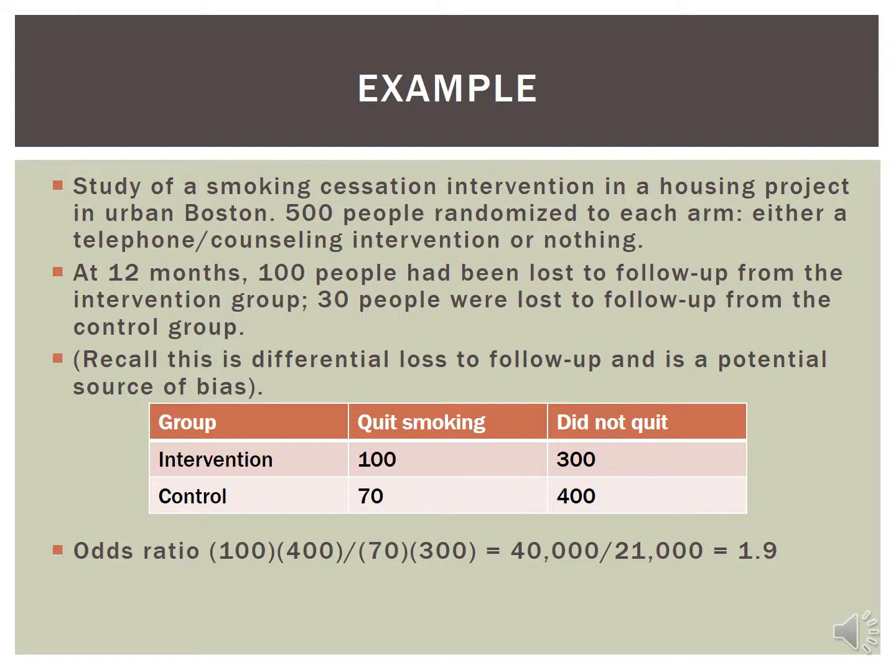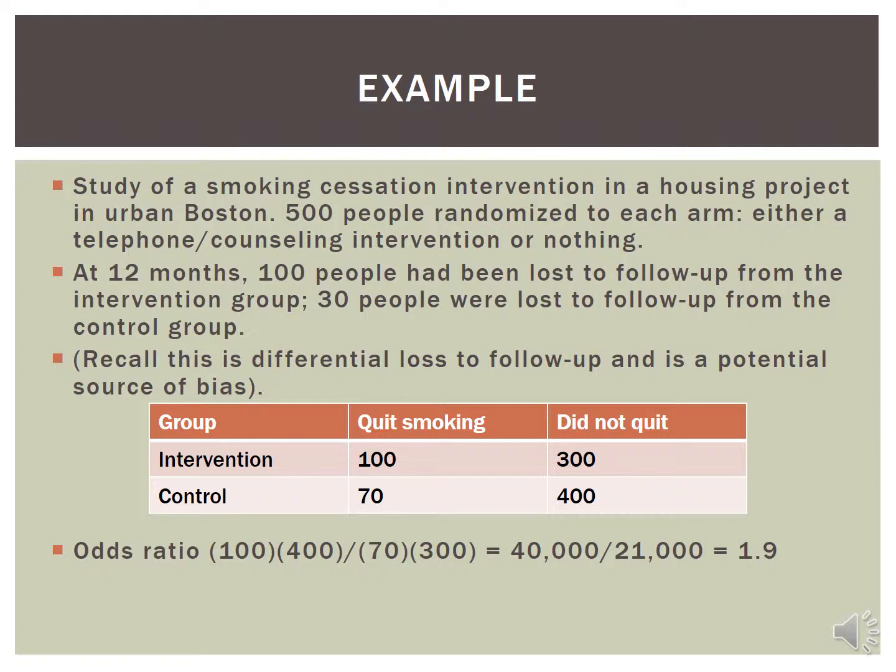So here's an example that was actually on your EPH exam last year. Let's look at a smoking cessation intervention in a housing project in urban Boston. There were 500 people randomized to two arms. They either got a telephone counseling intervention to try to quit smoking or they got nothing. At 12 months, 100 people have been lost to follow-up from the intervention group. Only 30 people were lost to follow-up from the control group.